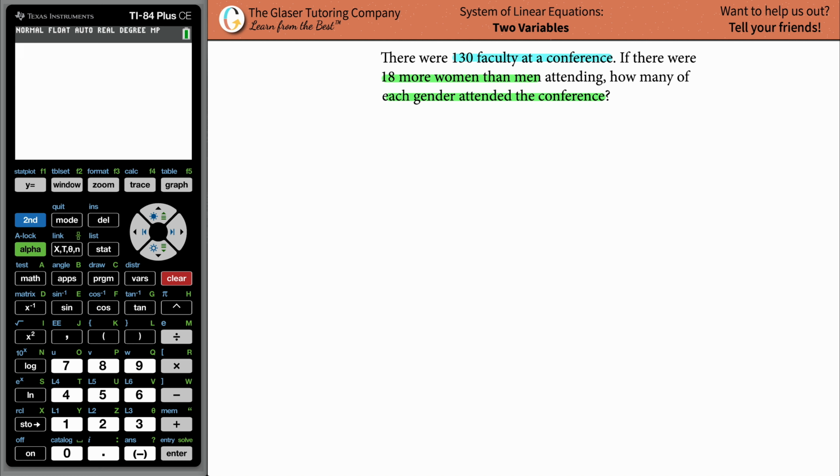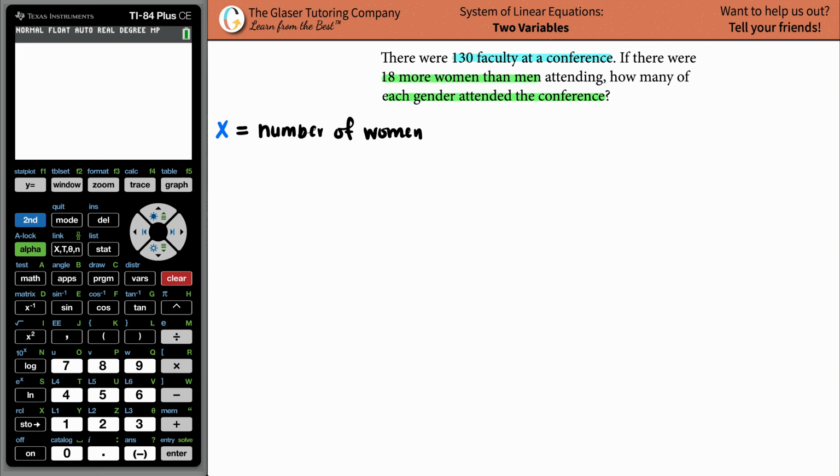It doesn't matter whether you say that X were the women or the men. That's up to you. Or if you want to use W for women and M for men, it doesn't matter to me. Let's just go from left to right. They said women first. So X is going to be the number of women. And now, let's pick our men variable.